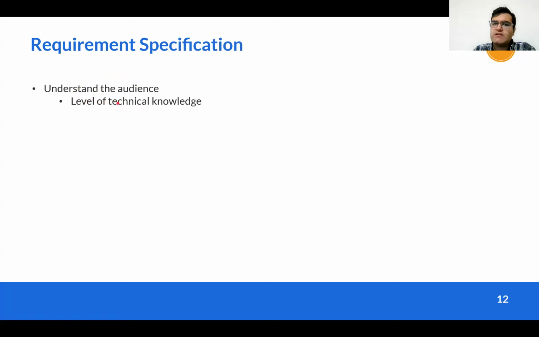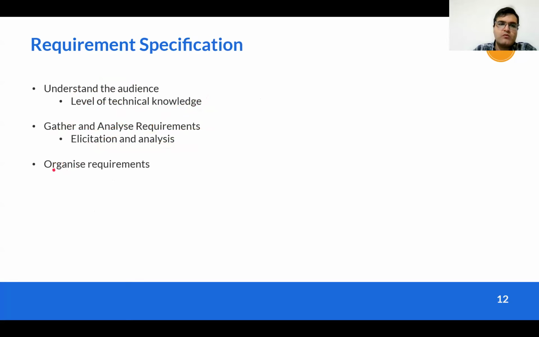Who are you going to show this list to? And how much technical knowledge do they have of the system? Then gather and analyze your requirements. We discussed these two just now. And then organize your requirements.